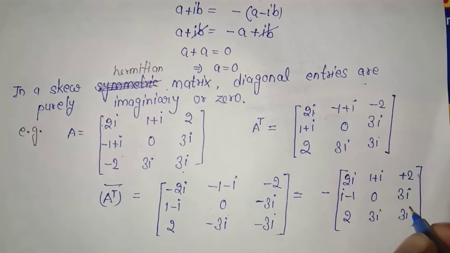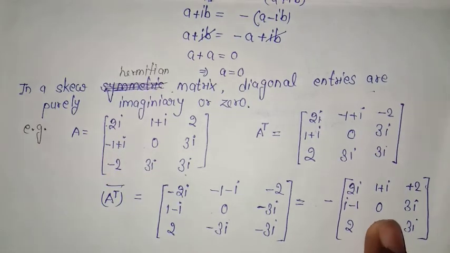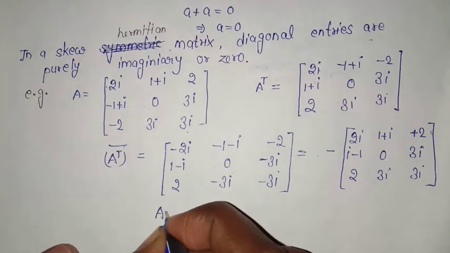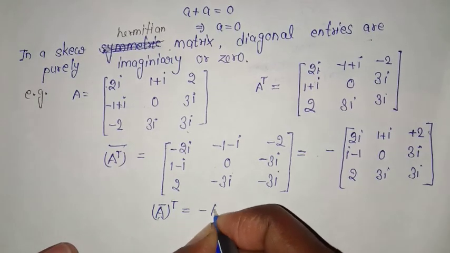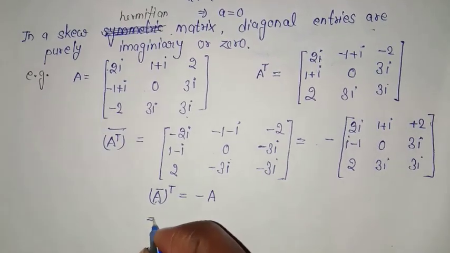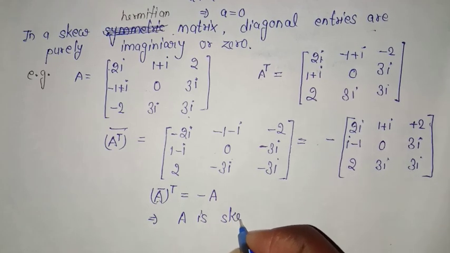Now if you compare A with this matrix, A is equal to this matrix. So from here we can write that the conjugated transpose of the matrix A is equal to minus of A, and this implies that A is a skew Hermitian matrix.